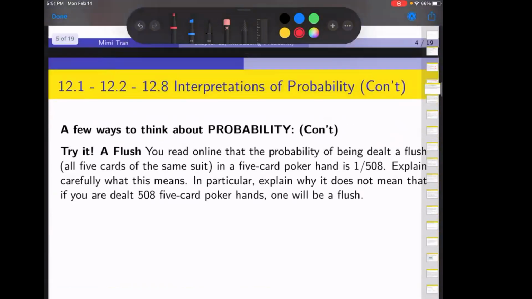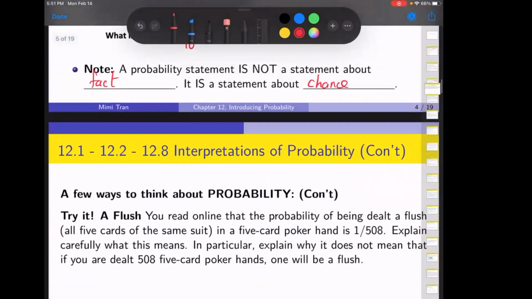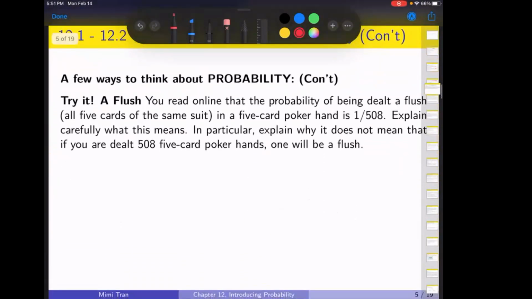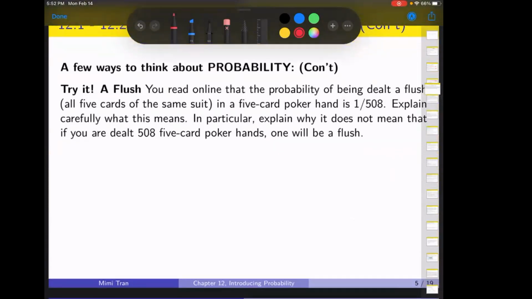It has something to do with the note line. Mm-hmm. Yeah, Maya. So it means that there's a 1 in 500 chance that you could get it, but that doesn't necessarily mean you will get it. Yeah, very good. Right, it's chance, it's not a fact. It's not like when you deal 5 cards, you always get a flush. No, it's not true. Right, it's the chance. How likely you're gonna get a flush?